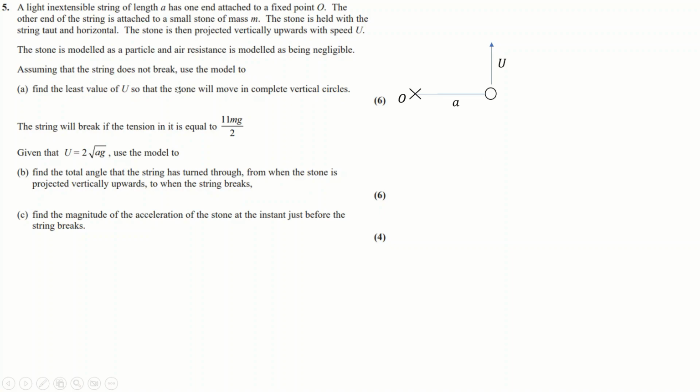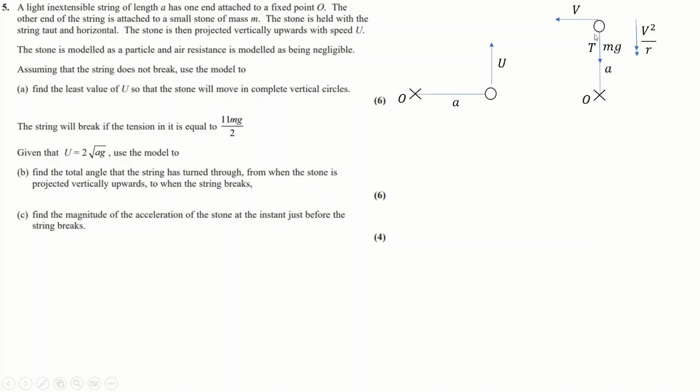Find the least value of u so this stone will move in a complete circle. Now, the thing is, you need two things to happen for it to actually get around a whole circle. And you need to think about what's happening at the top; that is the key idea here. Now at the top, you've got some other speed v going across, which is probably different to u. You've got a tension coming down, you've got mg coming down, and you've got that acceleration we saw before, v squared over r, where r is equal to a, because that's the length of the radius of this circle that it's on.